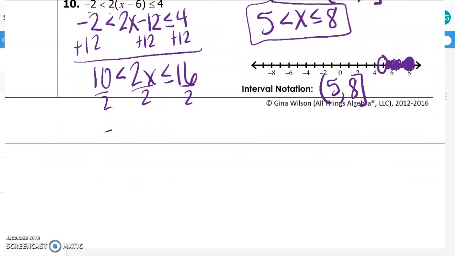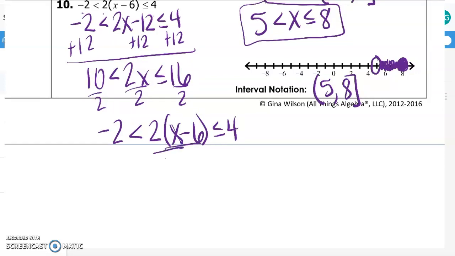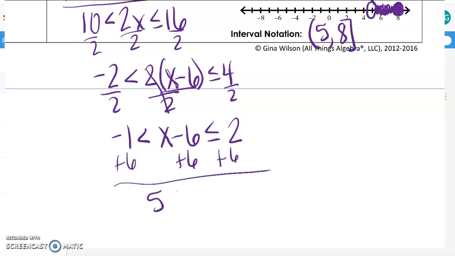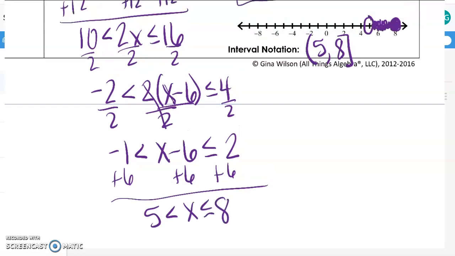So let me show you that same thing if you divide first instead of distribute. This always works as long as your outside number on the parentheses goes into your other two numbers. So you can actually divide by 2, divide by 2, and divide by 2. That gives us -1 is less than x minus 6 is less than or equal to 2. Then we can add 6. 5 is less than x, which is less than or equal to 8. And then you would do the same graphing and interval notation up above.